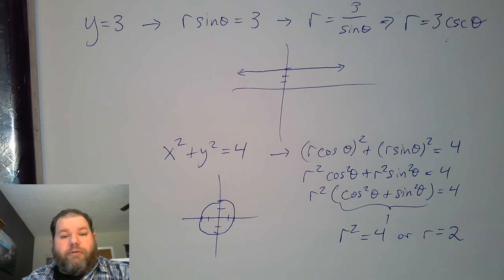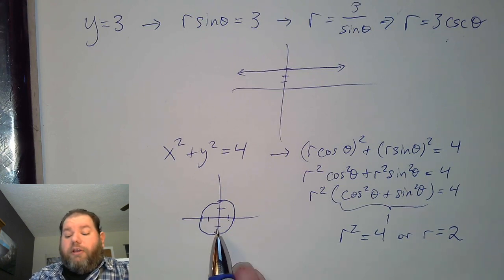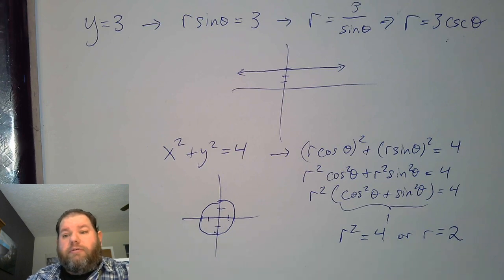Normally we wouldn't be able to get away with saying r equals 2 only. Usually we'd want to say r equals 2 or r equals negative 2. They actually describe the same circle, which is kind of odd. Yeah, r equals 2 is a circle, every point that's a radius of 2 from the origin, which perfectly defines a circle.